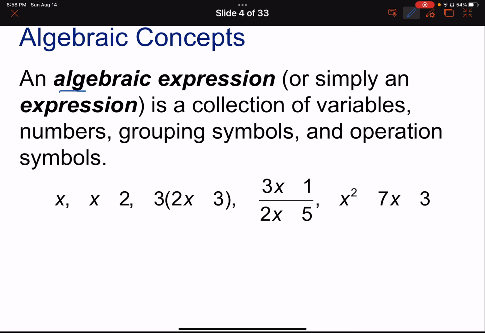Okay, so we already talked about algebraic expressions, involving variables and operation symbols. x plus 2, 3 times 2x minus 3, 2x plus 1, 3x plus 1 over 2x minus 5, x squared plus 7x minus 3. And this is sometimes called a rational expression.